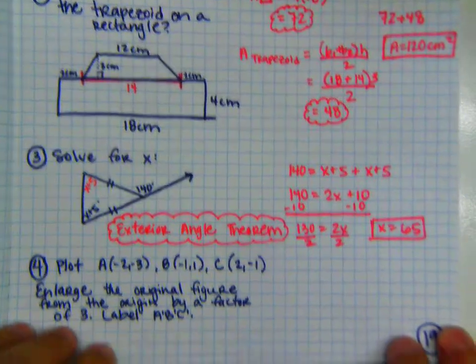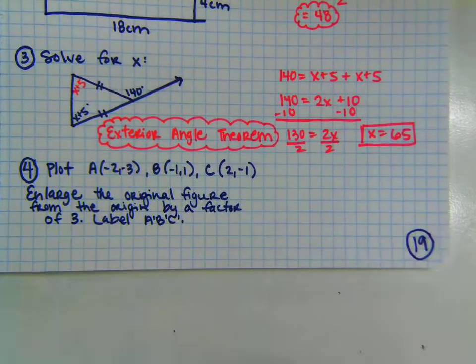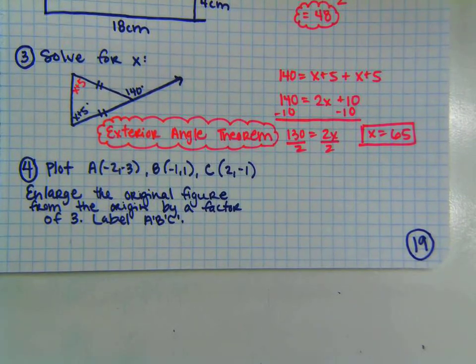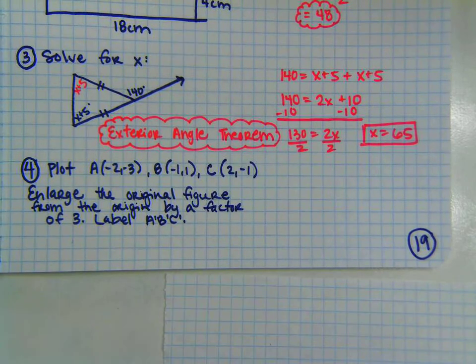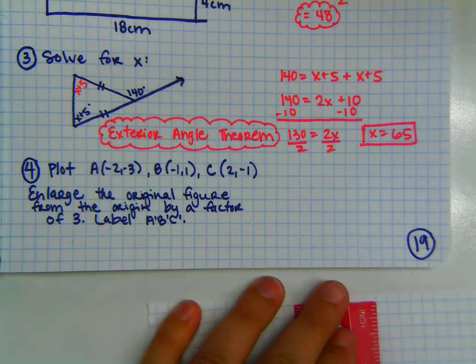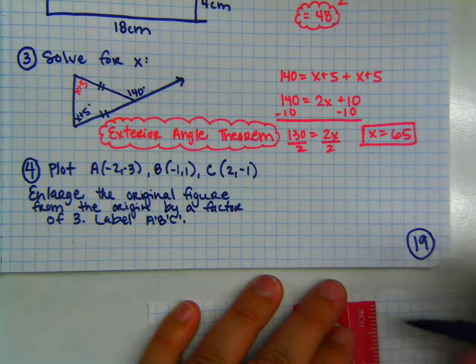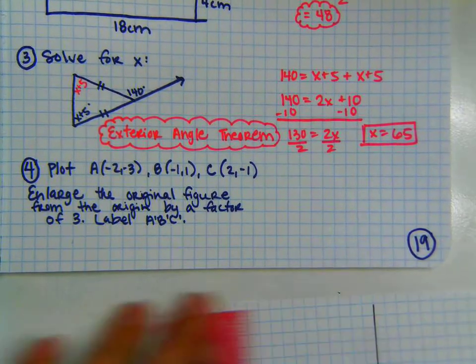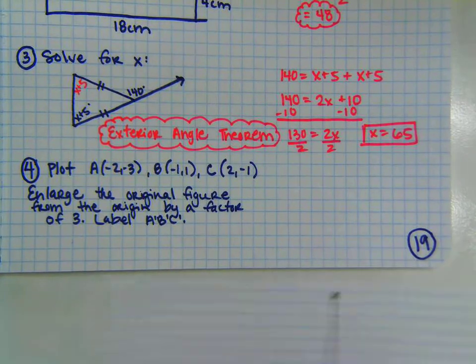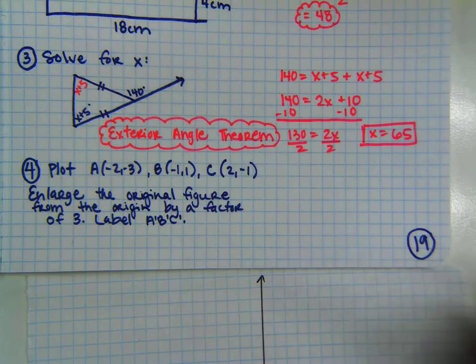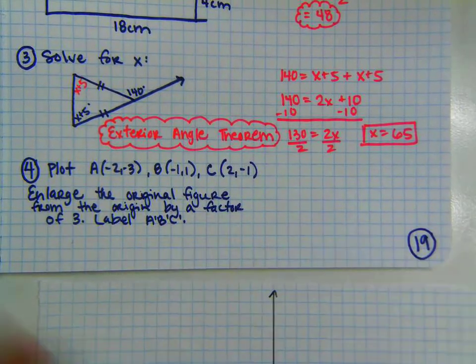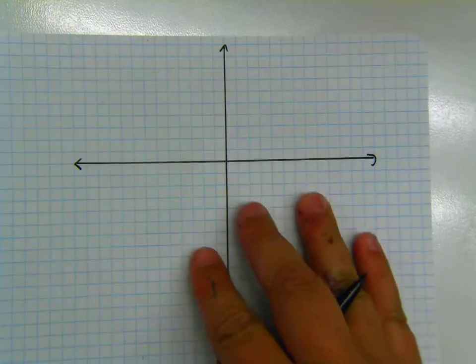Okay, and then the last one, we are going to be plotting points. Now I don't have a ton of room on this page, so I'm going to get an extra page and I'm going to plot the points on my other page. So give me a quick second and I will make my coordinate plane so that I can plot my points. Okay, so I now have my coordinate plane, that's right there.